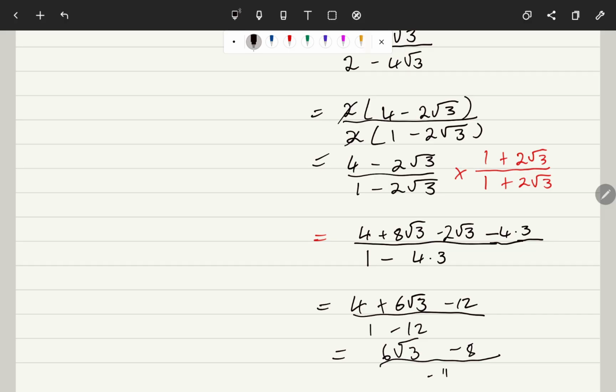And just like that, we don't have any common factor, so we can either leave it like that or maybe say the answer is gonna be 8 minus 6 root 3 all over 11. Then you are done. So that's it, guys, for this video.